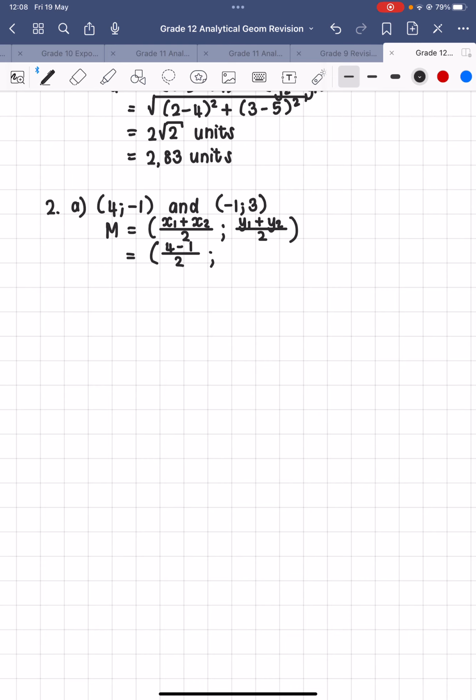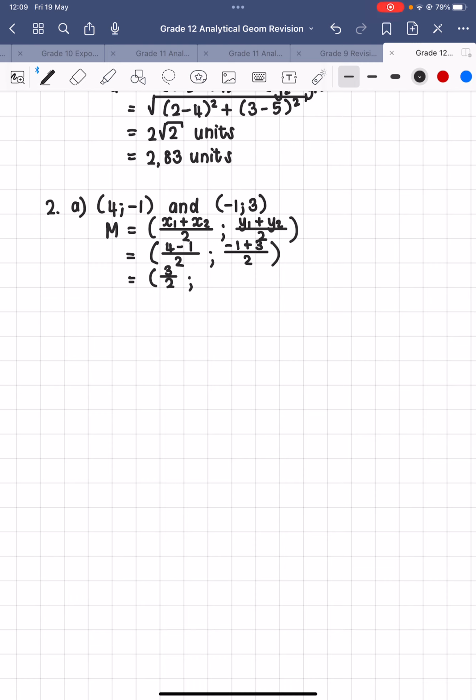Next up, the one y value, -1, plus the other y value, which is 3, and you then divide that by 2 as well. Equals. Now you would just work that out, right? 4 minus 1 is 3, and 3 over 2, you can just leave it as 3 over 2. You can write it as 1.5 if you want to, but 3 over 2 is also perfectly fine. Okay, you'll get full marks for that.